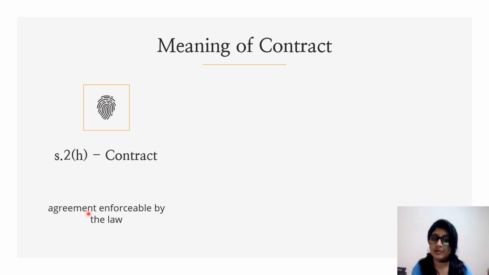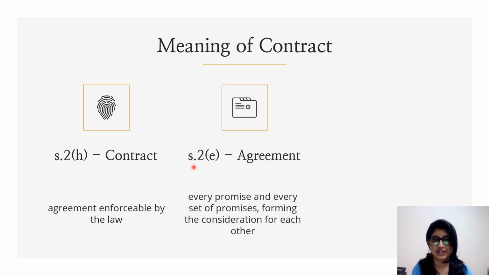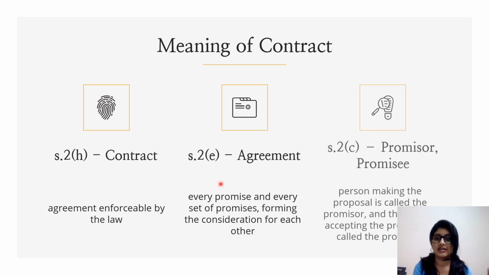Now, what is an agreement, you may ask? That is given under Section 2E, which defines agreement as every promise and every set of promises which form the consideration for each other. So a contract is an agreement which is enforceable by the law. Two very important terms when we talk about contract are promisor and promisee. The person who makes the proposal to another person is called the promisor, and the person who accepts the proposal is the promisee.